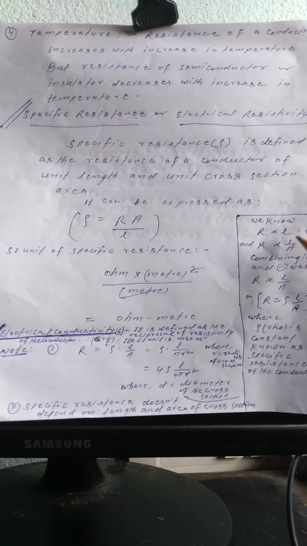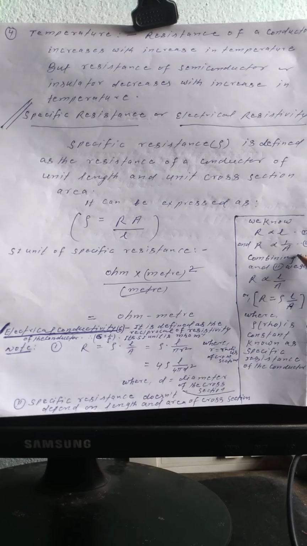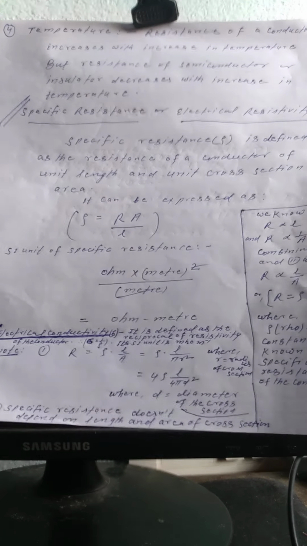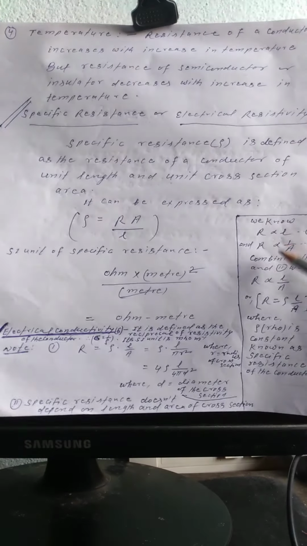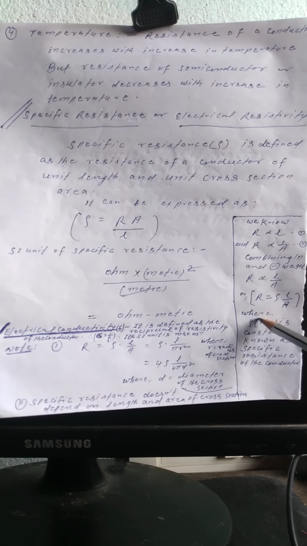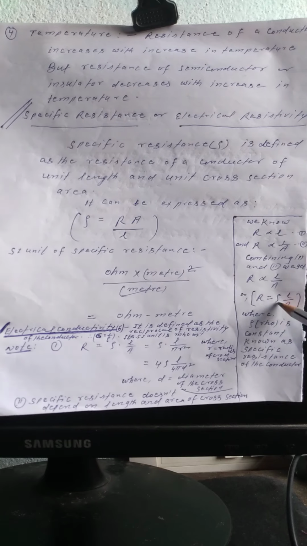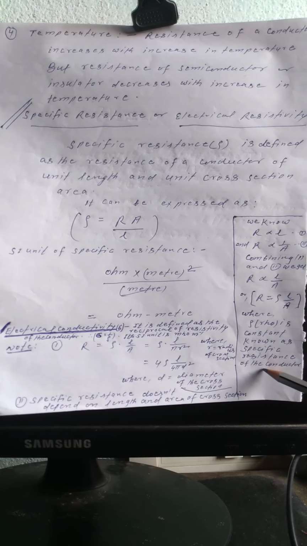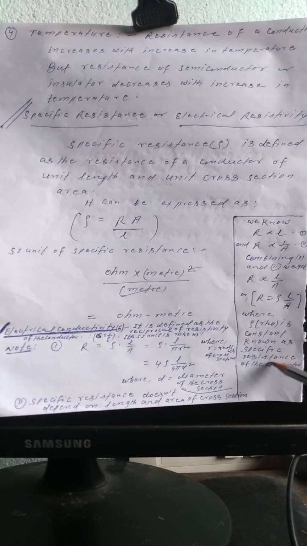Now specific resistance or electrical resistivity. We know that R is directly proportional to L and R is inversely proportional to A. Combining these two, we will write R is directly proportional to L by A, or R is equal to rho into L by A, where rho is a constant known as the specific resistance of the conductor.